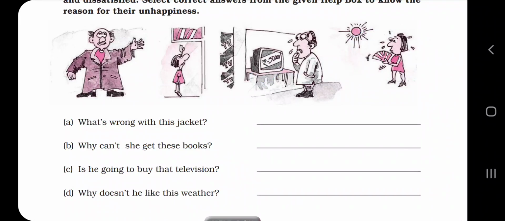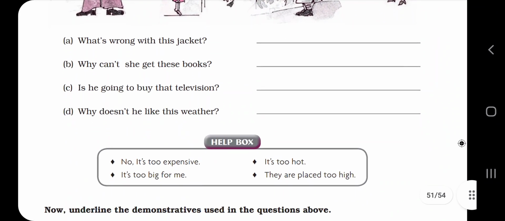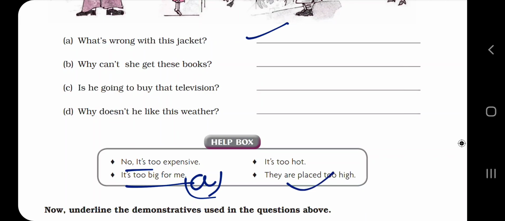You just have to pick up the correct sentence from this help box. Now let's do it. What's wrong with this jacket? So it's too big for me. Here, this one is A. This has to be placed here. And why can't she get this box? It is placed too high. It is B. This is B and it has to be written here.